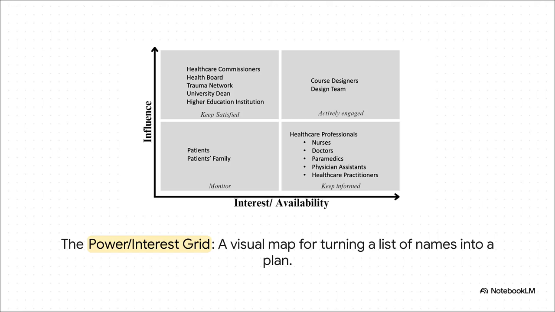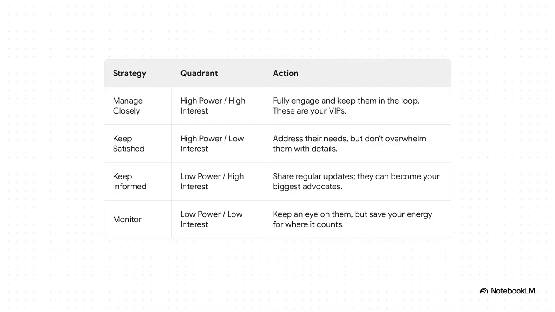And this is the Power/Interest Grid. For a lot of people, the moment they start plotting stakeholders on this simple 2x2 grid is the aha moment, where everything just clicks. It literally transforms that messy list of names into a clear, visual plan of action. And what's great is the grid immediately gives us 4 clear strategies.